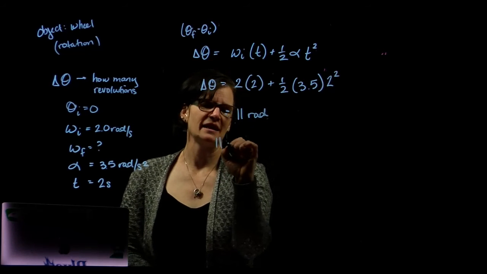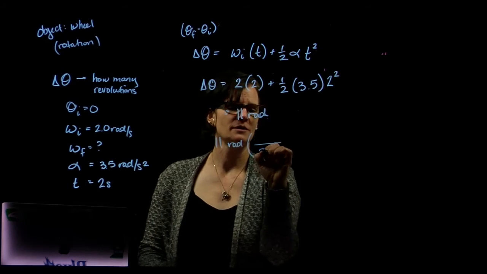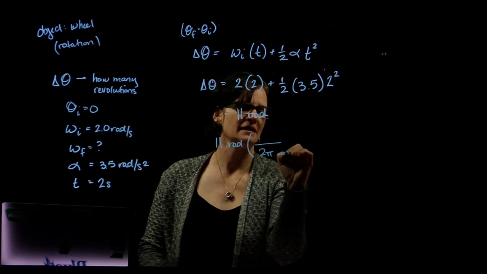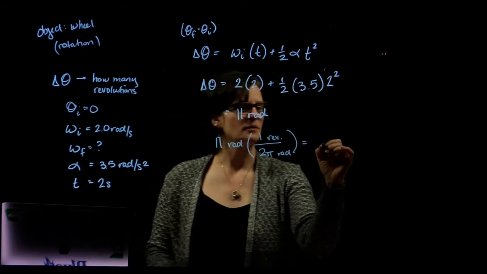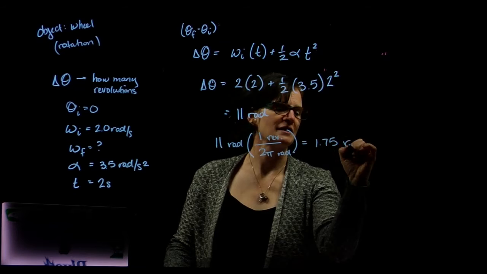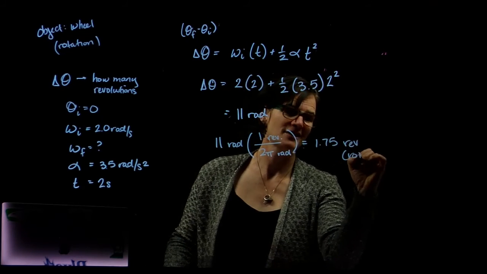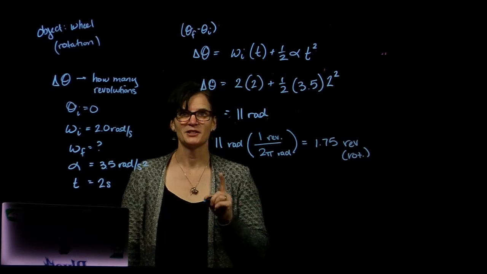So we know that 11 radians is what we're starting with. We want revolutions, and we know that there is 2 pi radians in 1 revolution, and we find that we get 1.75 revolutions or rotations in that amount of time. All right, good. So this is part A.